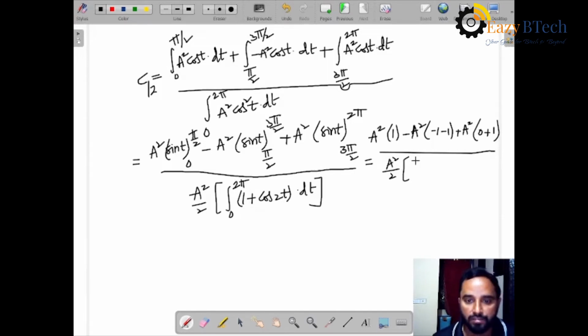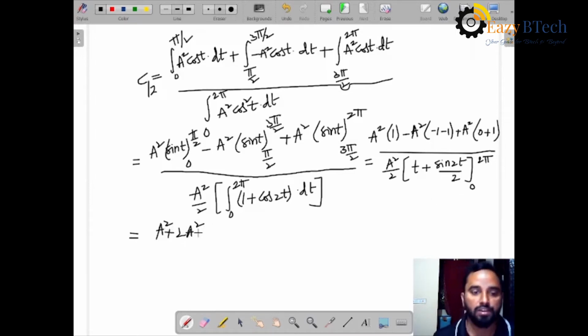So 1 integration t, cos 2t integration sin 2t by 2. So here limits 0 to 2 pi. Now solving this, a square. So here minus minus, minus 1 minus 1 minus 2, minus plus 2. So 2a square, again a square divided by, here we have a square by 2. Substitution of limits, 2 pi minus 0, 2 pi.